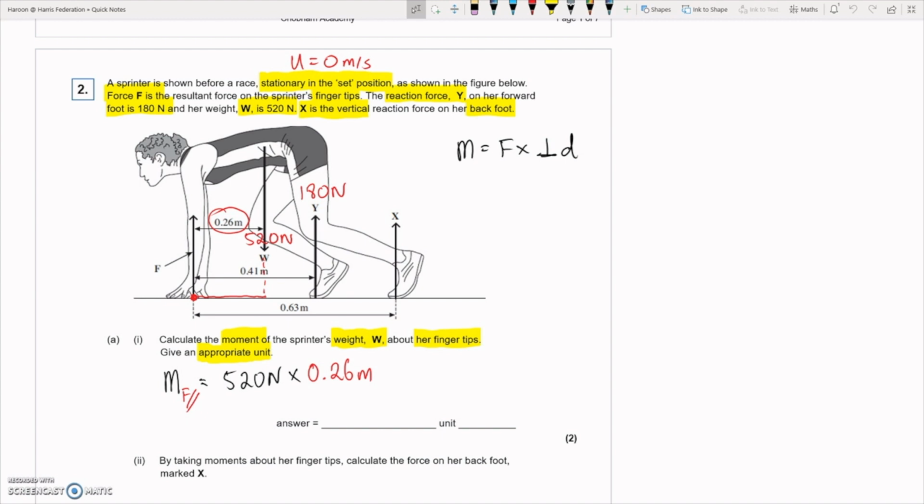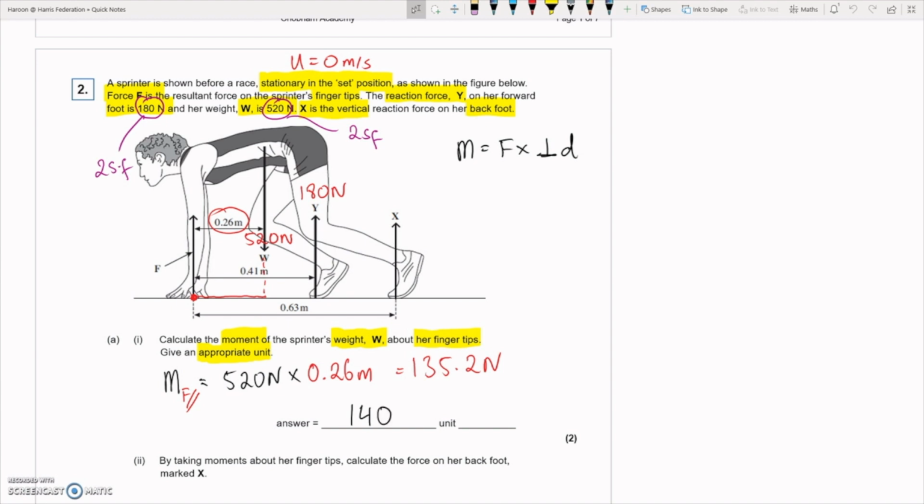So if I put that in my calculator now, 520 times 0.26, that will give me 135.2 newtons. Now let's look at the question again. Here, 180 is given in two significant figures. The 520 is also given in two significant figures. So that's the highest degree of accuracy in my question. So in this one, 135.2 to two significant figures would be 140.